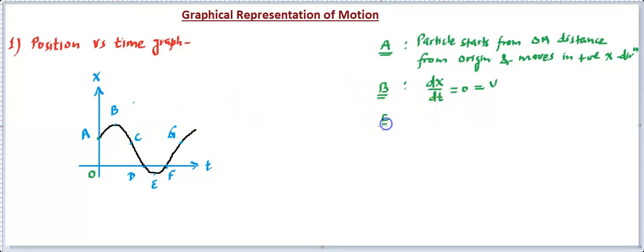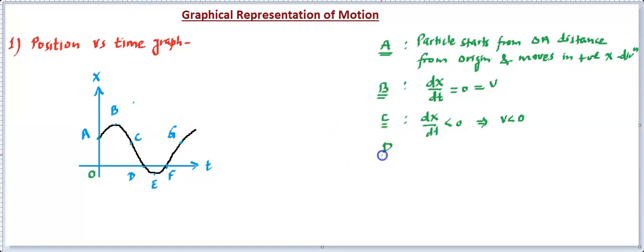So at C point you will find velocity is negative because dx by dt is negative. Hence velocity is negative. That means negative velocity means moving in negative x direction. So from B to C, it's moving in negative x direction. Further, C to D is also moving in negative x direction, and D to E is still moving in a negative direction. That means from B to E, this motion is in negative x direction because slope is negative.